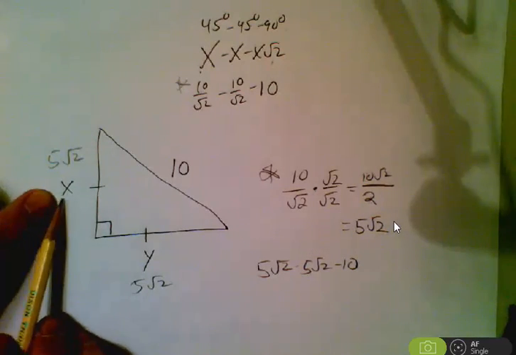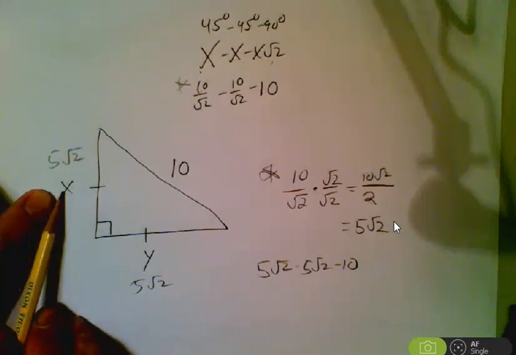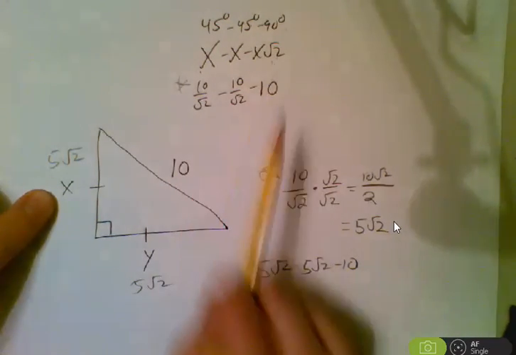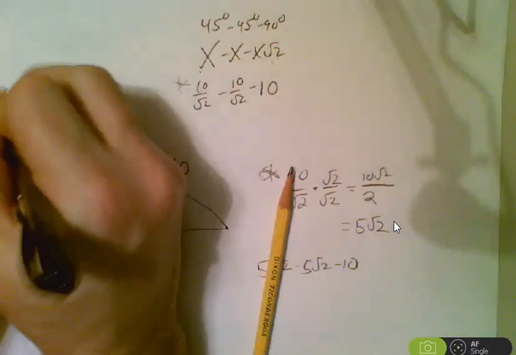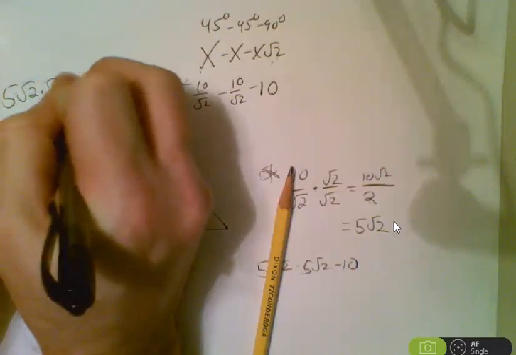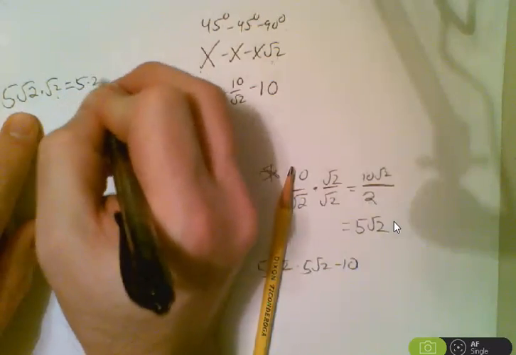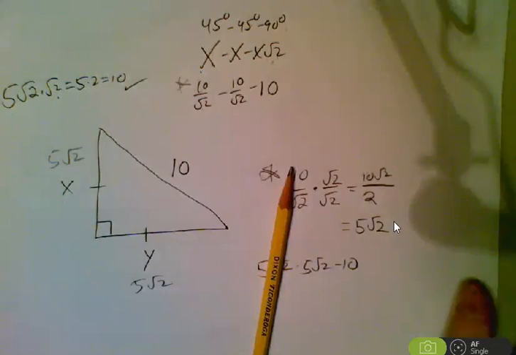You want to double check it? What if I gave you this first? To go from the leg to the hypotenuse, we said you have to multiply by the square root of 2. 5 square root of 2 times the square root of 2. Well, the square root of 2 times the square root of 2 is just 2. 5 times 2 is 10. We know we did it right.